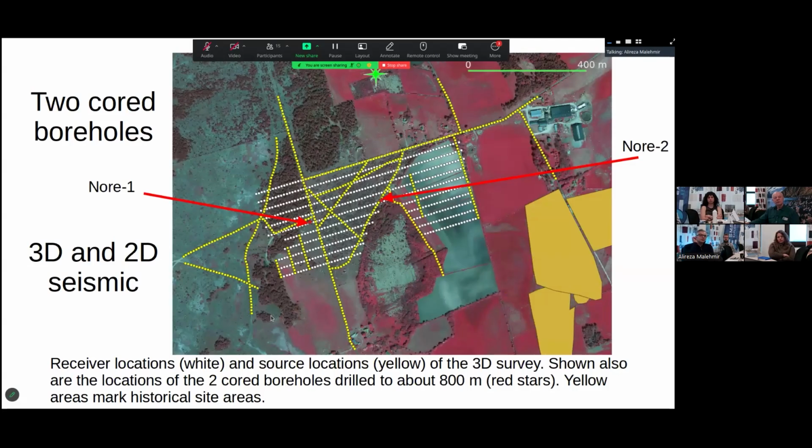So we had two boreholes here within the 3D survey, NORA-1 and NORA-2. The boreholes were already in place, but they had not been logged geophysically, so we didn't have any sonic or other logs in the boreholes. But while we were doing the 3D survey, we also put a loose hanging fiber optic cable in both of the boreholes and recorded along the fiber optic cables in conjunction with the 3D survey.